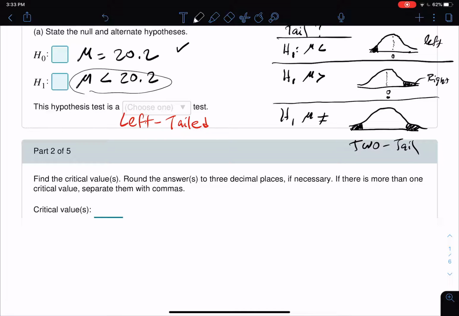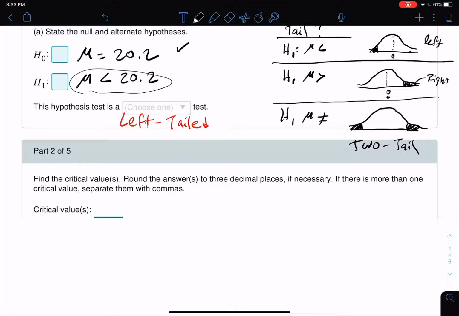So, find the critical values. It would be values if it were two-tailed, but this is just a left tail. So, find the critical value, round your answer to 3 decimal places if necessary. If there is more than one critical value, separate them with commas. Okay, so when we go look up our critical value, remember we have a chart that's going to help us a lot with this. If we don't have the chart, then we're going to have to use the z-tables, or we're going to have to use our calculator.